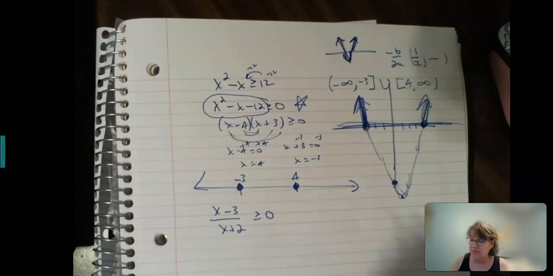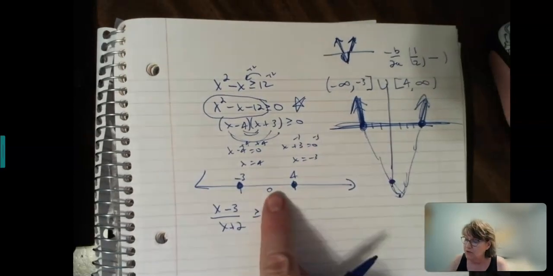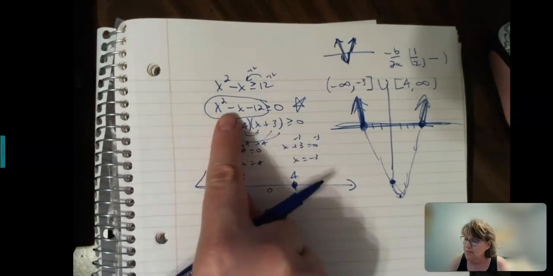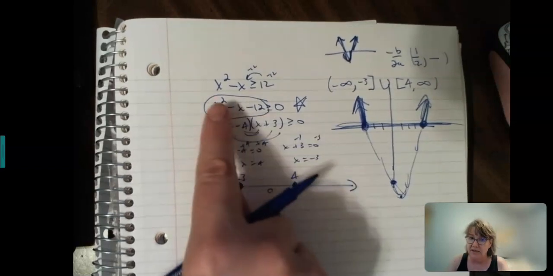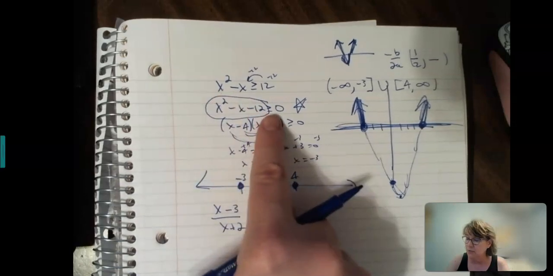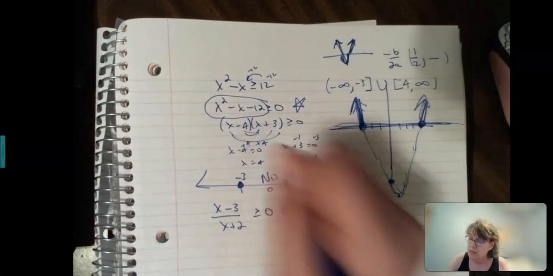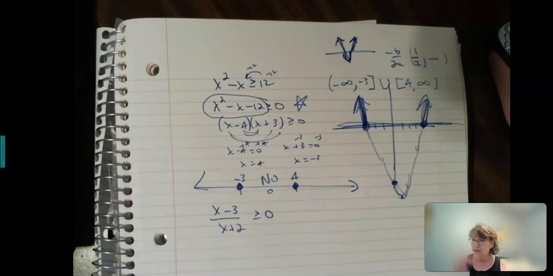All right, I am going to do some test points. You always want to test 0 if you can. So 0 is in the middle here. Let's test 0. 0 squared minus 0 minus 12, is that greater than 0? Because these guys would be 0. Is -12 greater than 0? The answer is no. So that is not an answer. Nothing in between there will be.